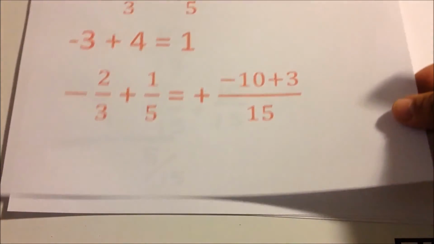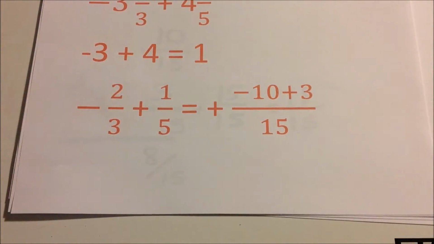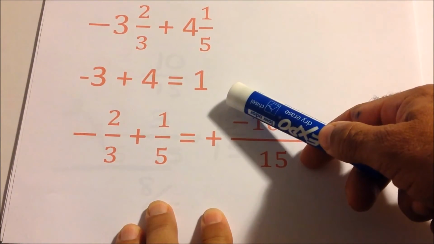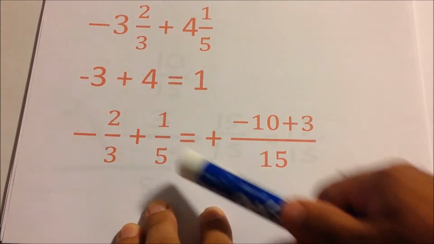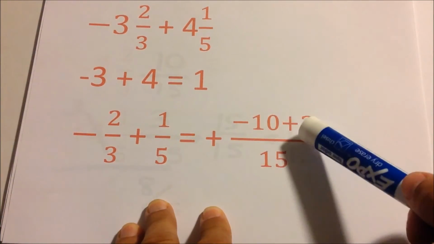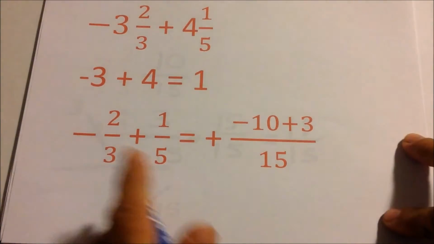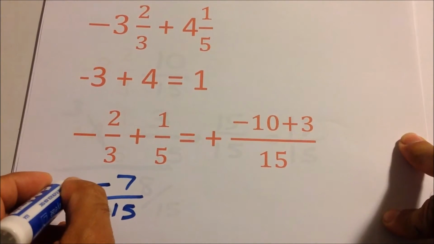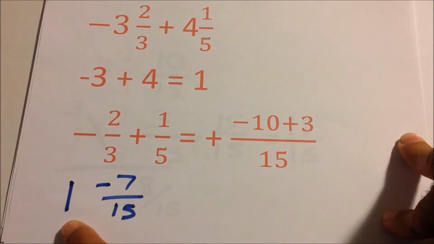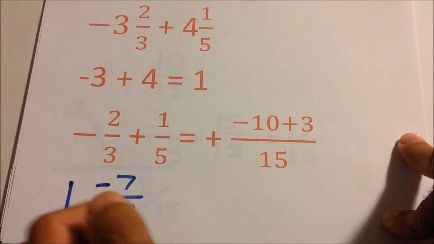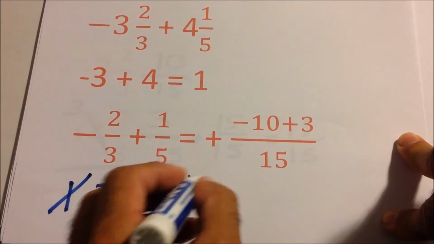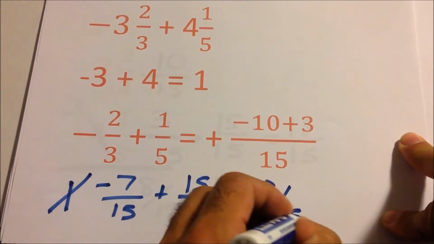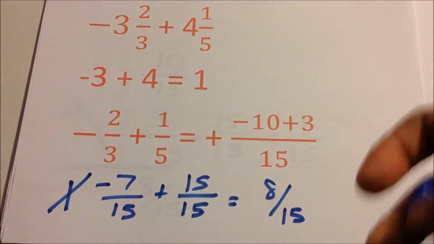Okay, let's look at another way of doing it. We can do it like this. We can do the whole numbers first. A negative 3 plus 4 is 1. Right? And then we just do the fractions. Remember, that's negative. So we get negative 10 plus 3. And so we're going to get a negative 7/15. And remember, we can't have a 1 because it's positive and a negative 7/15. So we're going to borrow from the 1. And we borrow 15/15, which will give us the 8/15. So there's two ways you can do it.